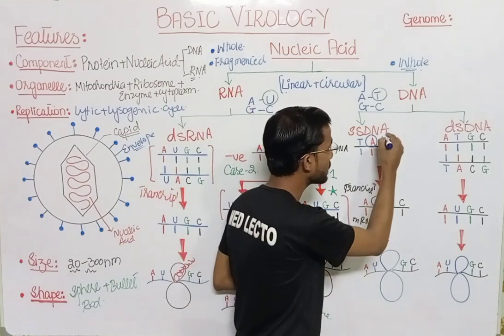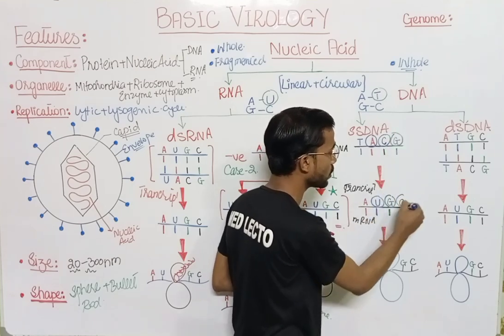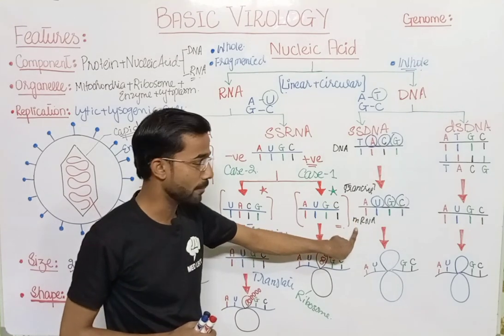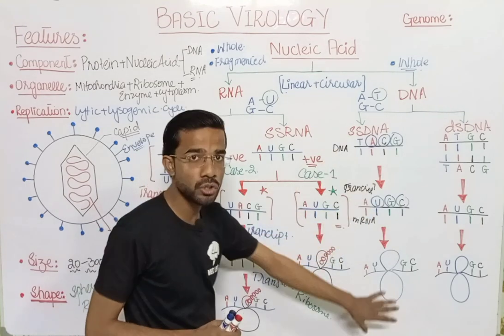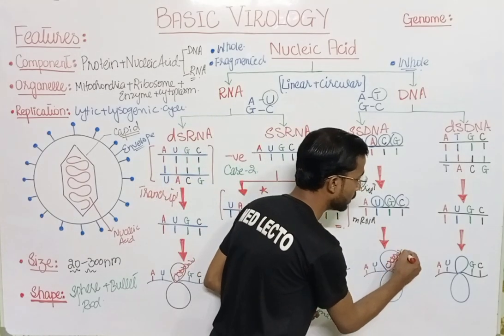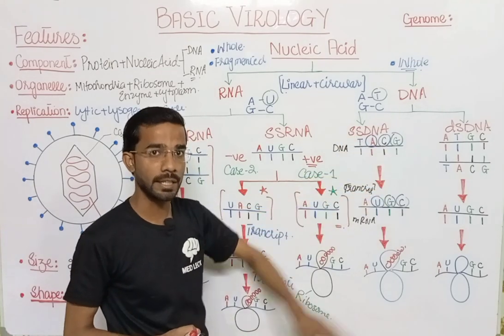And here is the C. C will be opposite to the G. And here is the G. G will be opposite to the C. Now, this is actually the messenger RNA. This messenger RNA goes to the ribosome and you will see the formation of the protein over there. So, this is the case of the single-stranded DNA.